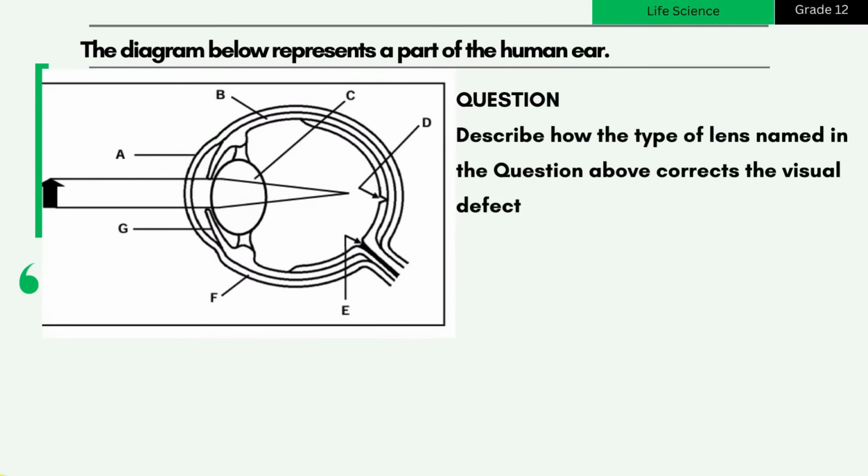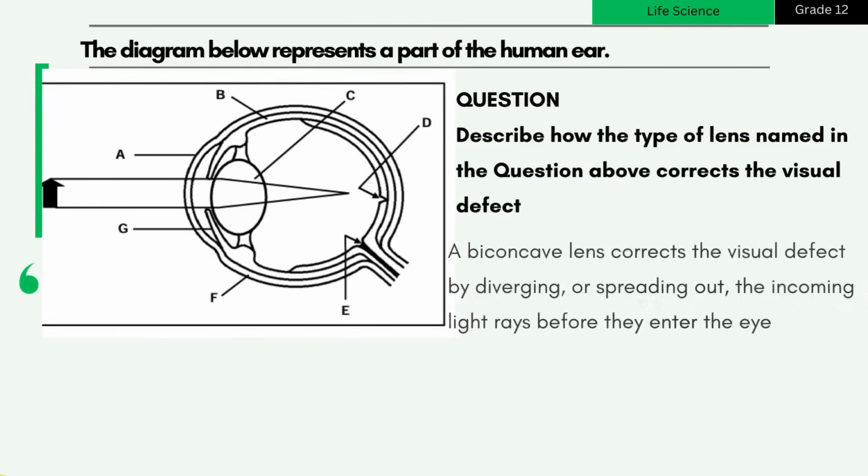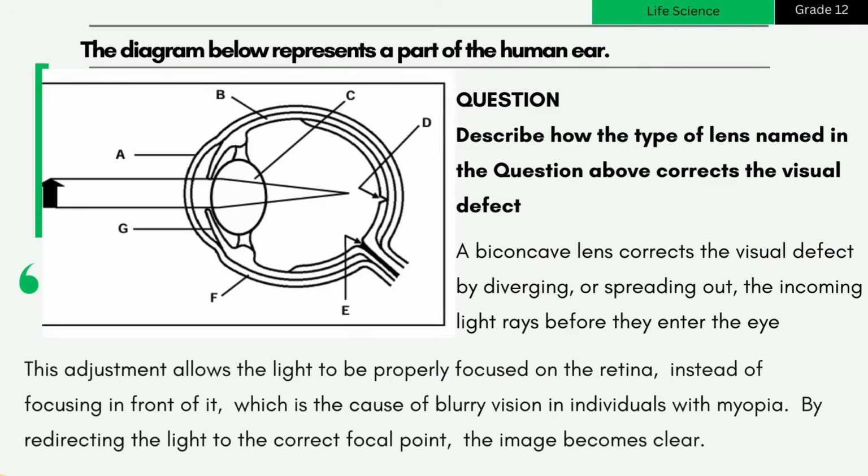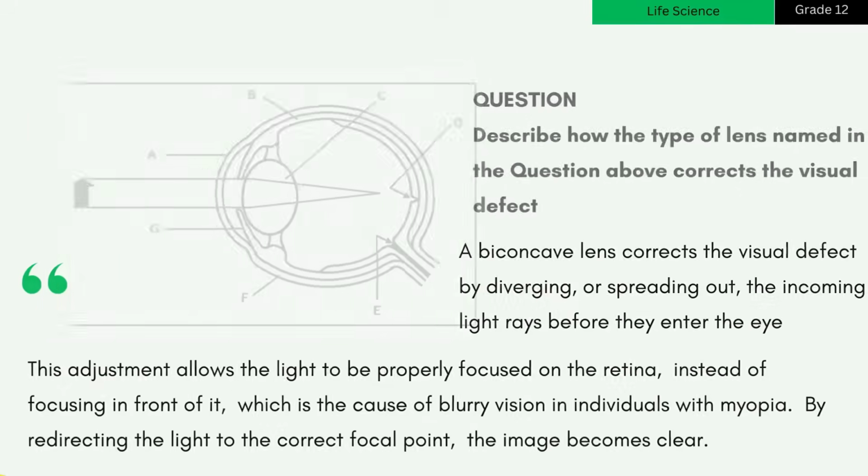Question. Describe how the type of lens named in the question above corrects the visual defect. A biconcave lens corrects the visual defect by diverging, or spreading out, the incoming light rays before they enter the eye. This adjustment allows the light to be properly focused on the retina, instead of focusing in front of it, which is the cause of blurry vision in individuals with myopia. By redirecting the light to the correct focal point, the image becomes clear.